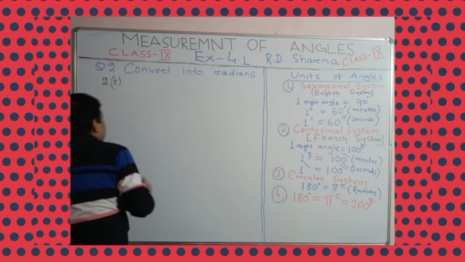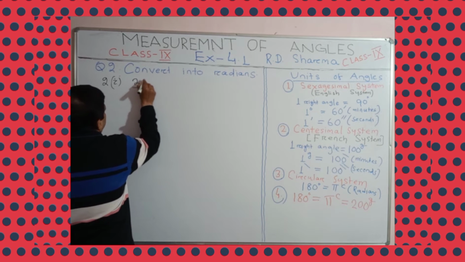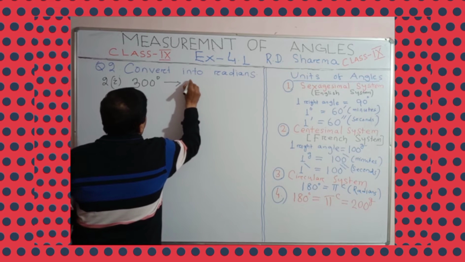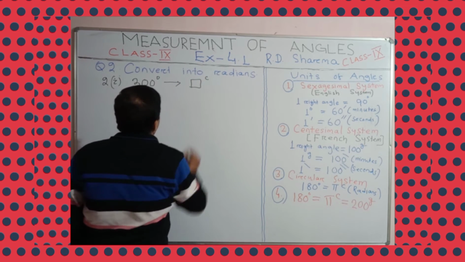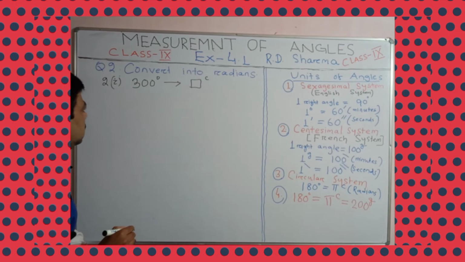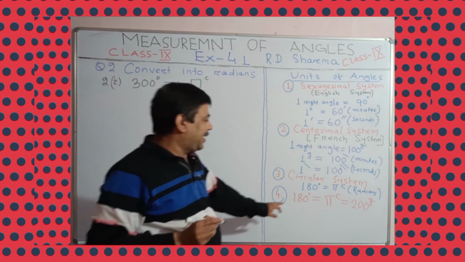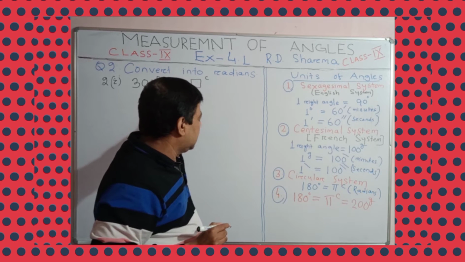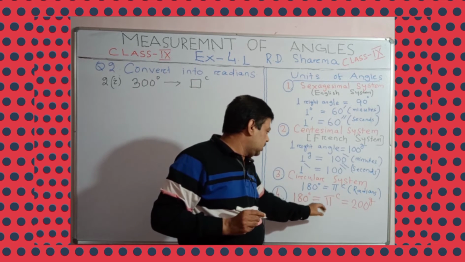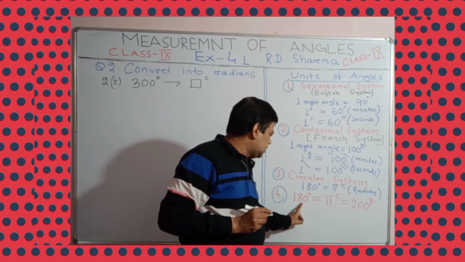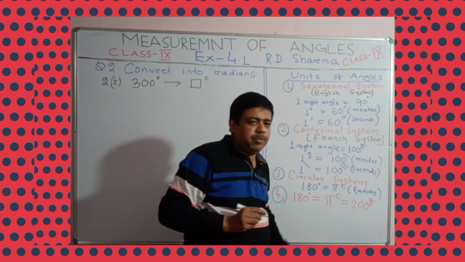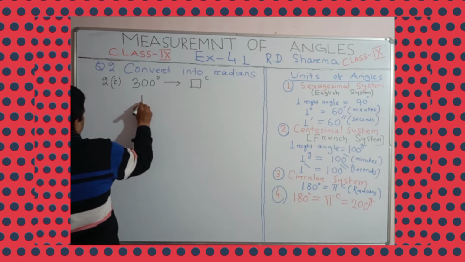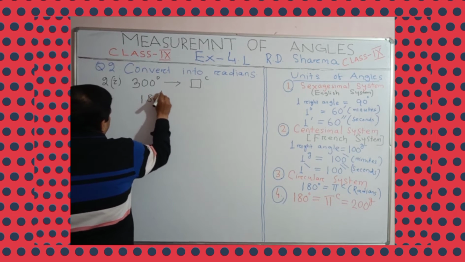300 degree is given, and we have to convert it into what? Radian. Convert into radian. Understood or not? And you see this point, the last point is most important. Here the angle is given in degree, we are going to convert into radian. You see the relationship: 180 degree is equal to pi radian. So using this, let's write 180 degree is equal to pi radian.